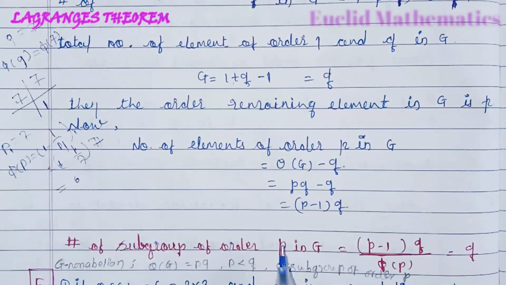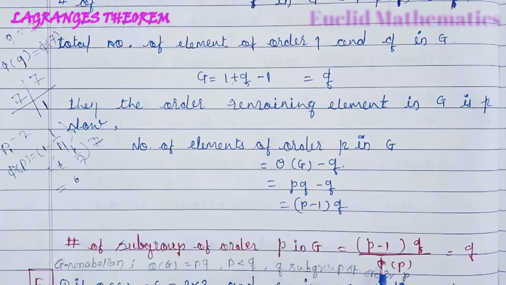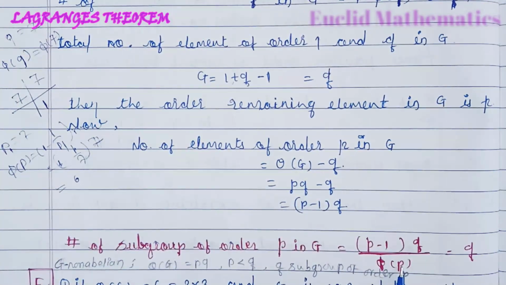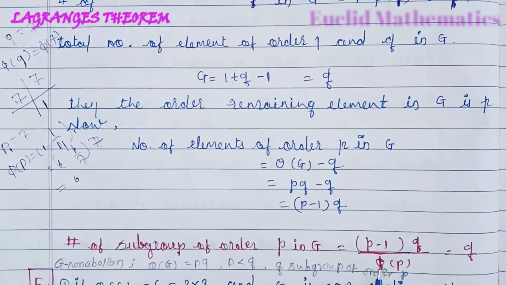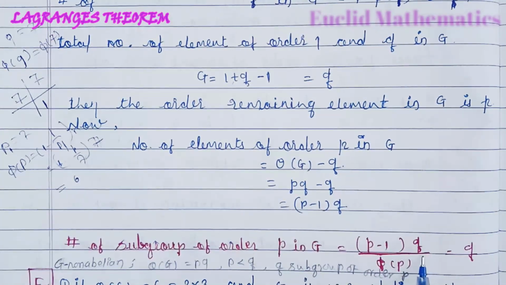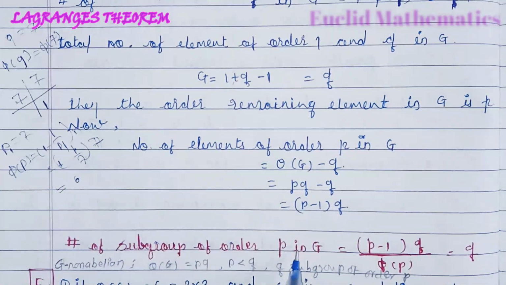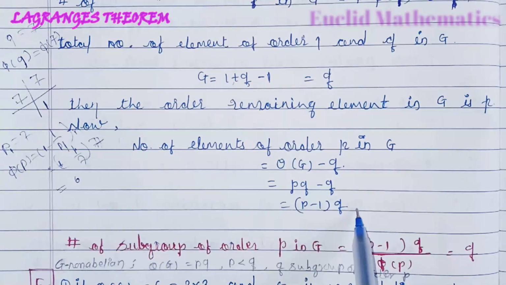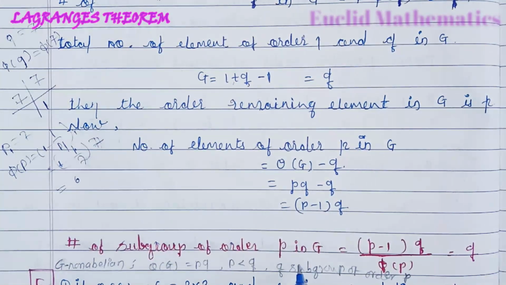The number of elements of order d in G divided by phi of d. Phi of p is p minus 1, so p minus 1 gets cancelled, and what is left over is q. So the number of subgroups of order p in G is q. You can see how easy it is. The first element is the identity, whose order is 1; the q elements have order q minus 1; and the elements of order p number (p minus 1) into q. So the number of subgroups of order p is (p minus 1) into q divided by phi of p, which is q.